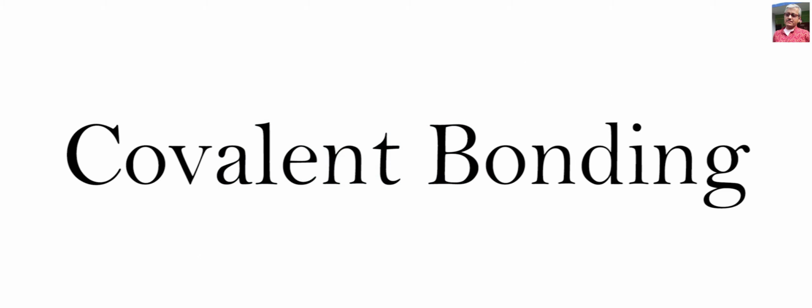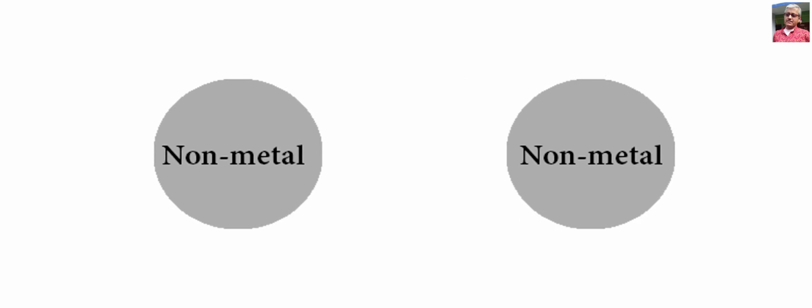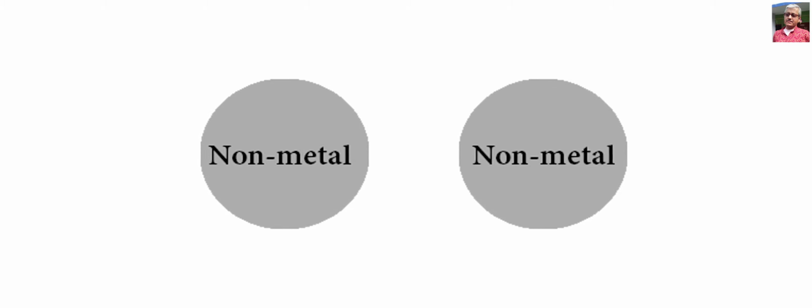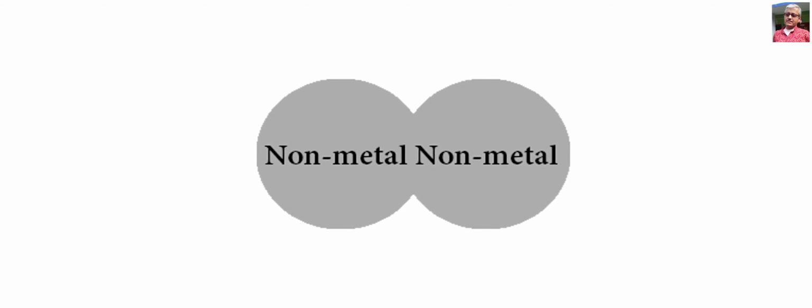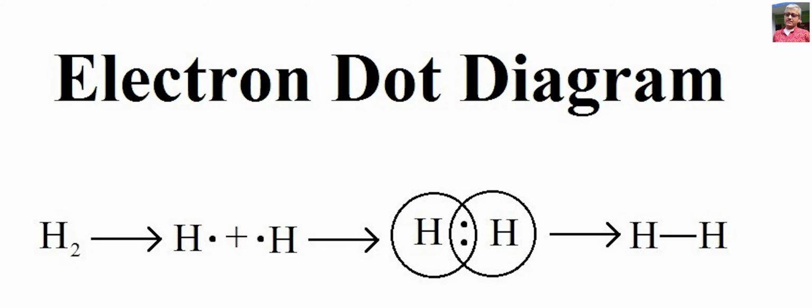Now come to covalent bonding. When two nonmetals come close together to produce a molecule, this type of bonding takes place. Here the process of bond formation is completely different. Both atoms of the same or different elements want to get electrons as they are nonmetals. Let us see the hydrogen molecule. Here both hydrogen atoms need one electron to get the helium gas configuration. They do so by forming an electron pair and sharing it equally.